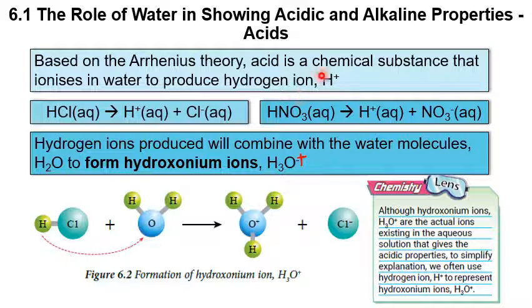You look at the definition. It says produce hydrogen ion, right? Actually it's hydronium ion, but we just simplify it to hydrogen ion. Actually it is the hydronium ion that shows the acidic properties.